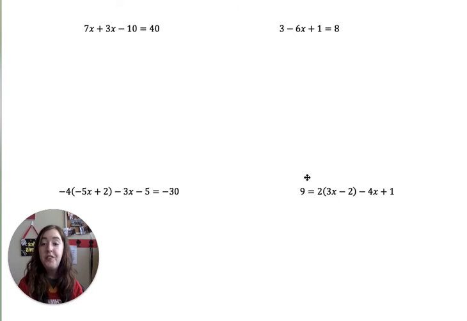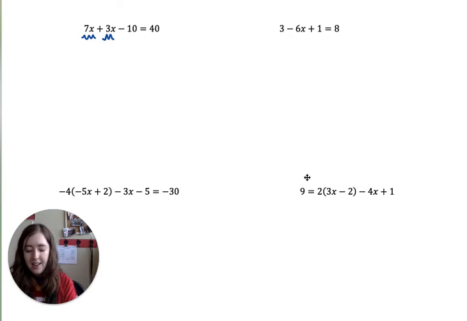So here's what we'll do first. We need to combine like terms. So we have a 7x and a 3x on the same side. Since they're on the same side, I'm going to just combine them together. When they're on different sides, that's when I do inverse operations. So same sides, we're going to combine like terms. So 7x plus 3x gives me 10x. Then I have minus 10 equals 40.